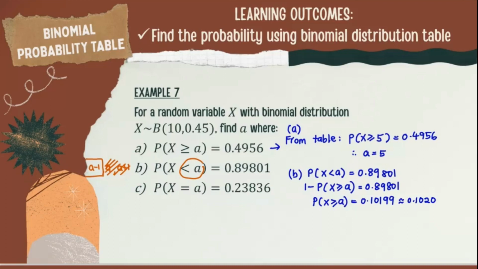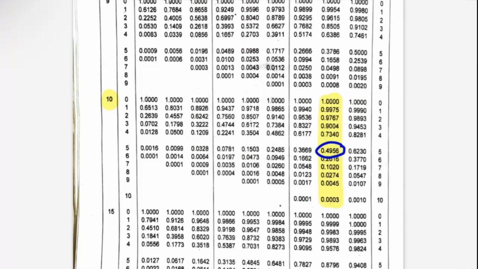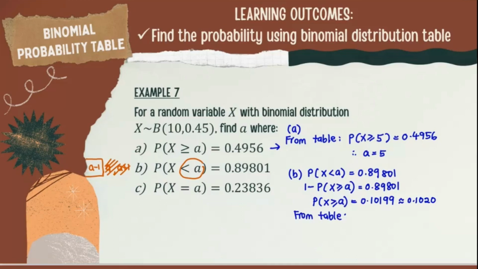So sepatutnya 9 ini bila anjak sini dia akan jadi 10 lah kan. So kosong dia tambah dekat sini jadi 1020. Okay, so tengok pada table 1020 di mana? Oh, here it is. 1020 adalah apabila R kita 7. So from table, P of X greater than or equals to 7 adalah 0.1020. So therefore A adalah sama dengan 7.